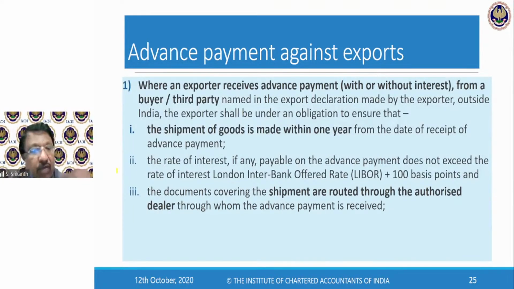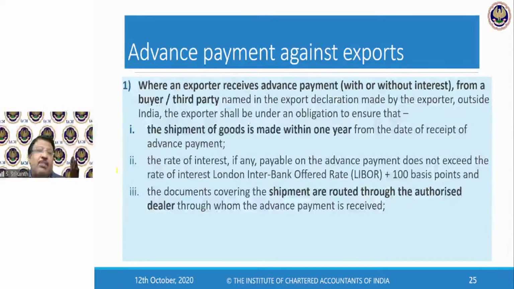See, you have to ship the goods within 1 year, but he may not give you 1 year. Now, the buyer may give you only, say, 2 months. And if you go beyond that, he will say you have to pay me interest. That interest cannot exceed LIBOR plus 1%. That is 100 basis points. 0.01 actually. LIBOR plus 0.01. 100 basis points. That is 1% of 1%. 0.01.